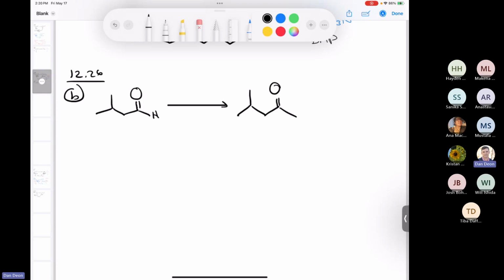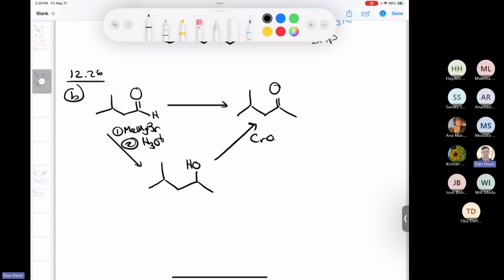Yeah, same strategy as in part A, but with methyl magnesium bromide. Absolutely. So the first step is going to be methyl magnesium bromide, and the second step is going to be H3O plus, and that's going to give us the alcohol with our extra carbon, and then we just oxidize it. Let's use chromium trioxide, aqueous acid, and acetone just to mix it up. And there you have it.